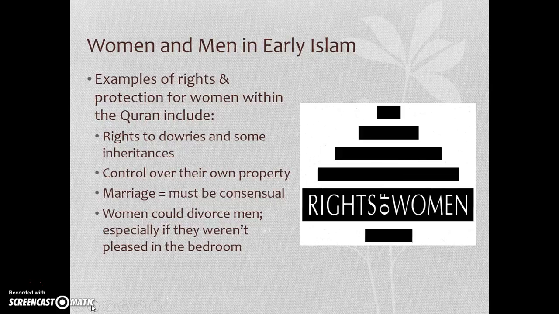Some of the examples that you see of the rights of men and women: the women had the rights to dowries. We talked about dowries before, which was what the women brought to the marriage, and they also had some inheritances. They had control of their own property. Also, the marriage must be consensual. It was not set aside by parents, or forced. And women could divorce men, especially if they weren't pleased in the bedroom.